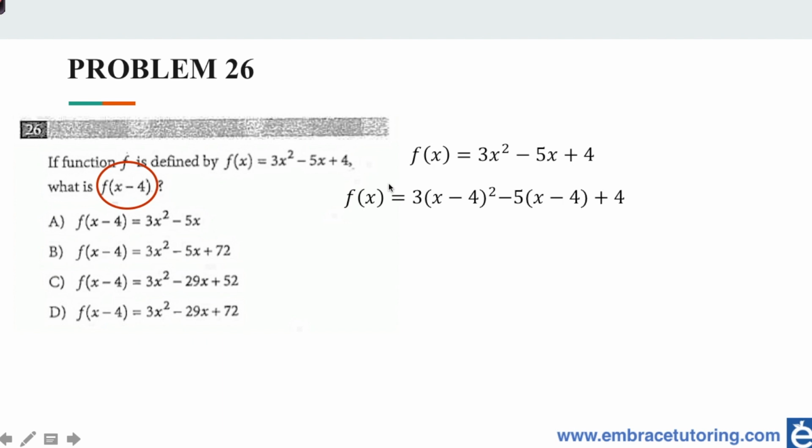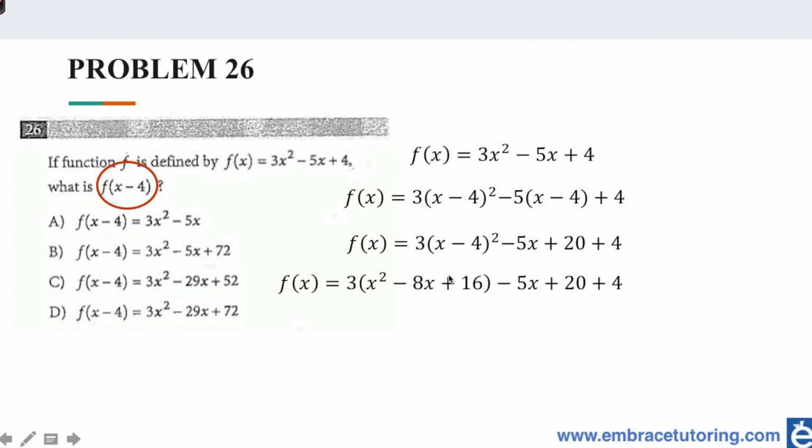Whatever my input is. So here I have f of x equals 3 times x minus 4 squared minus 5 times x minus 4. Notice replacing my x and replacing my x squared. And I just bring my positive 4 down. What I'm going to do now is distribute my minus 5 to get minus 5x plus 20, because negative 5 times negative 4 gives a positive 20. I'm now going to FOIL, and I will get 3 times x squared minus 8x plus 16, right? X times x will give me x squared.